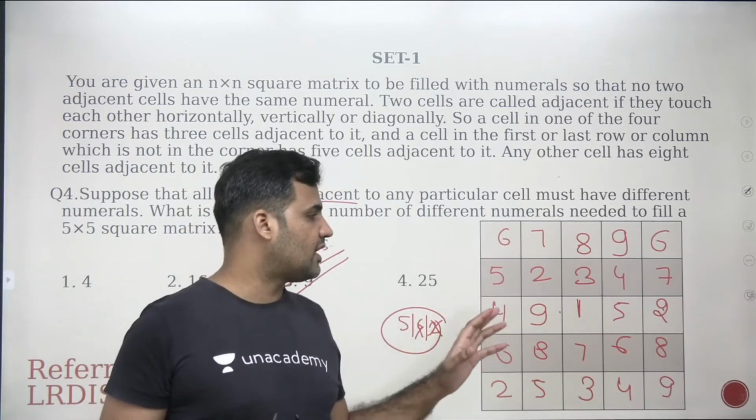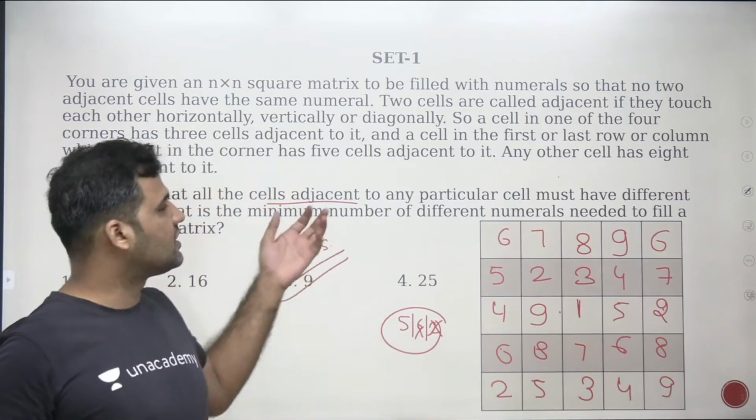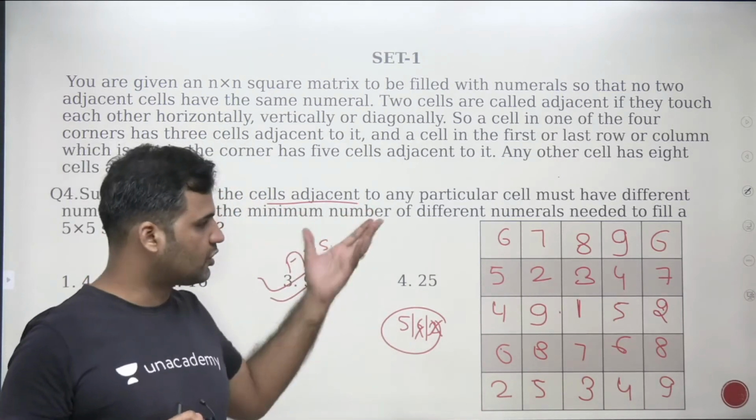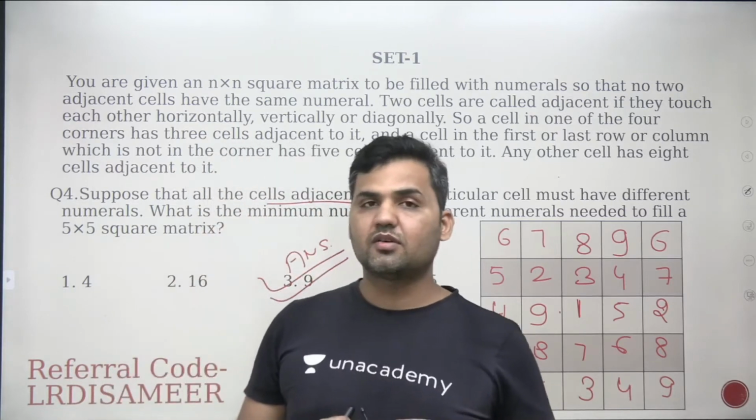This is a bit tricky, right? You need to fill this complete matrix using the minimum number of digits so that no two adjacent cells have the same numbers, right? So condition को थोड़ा सा change किया, but question easy है. अगर आपको concept समझ में आ जाए, तो आप easily question को solve कर सकते हो.